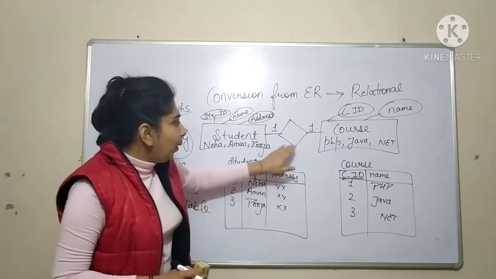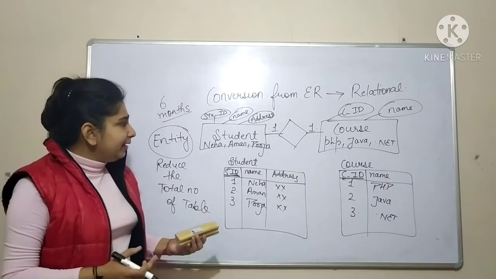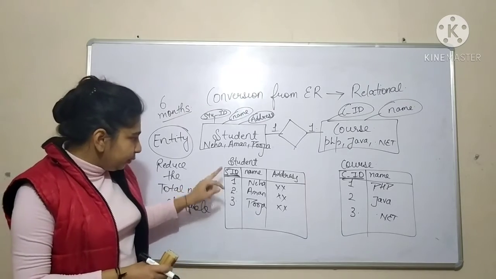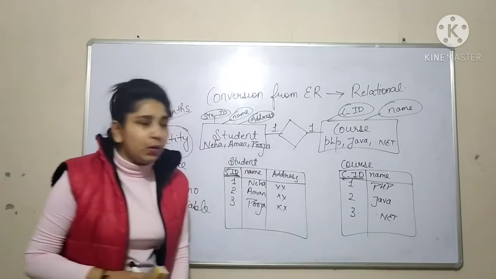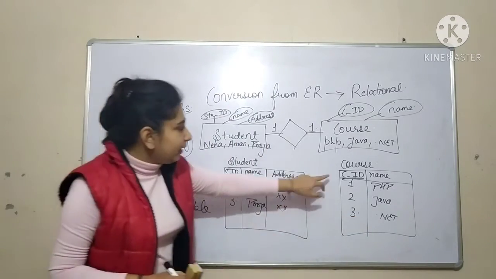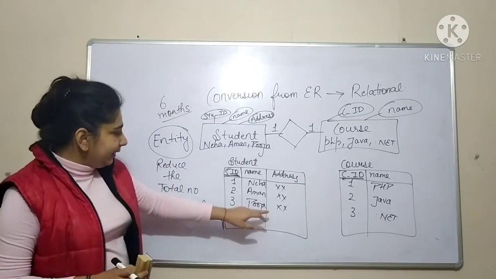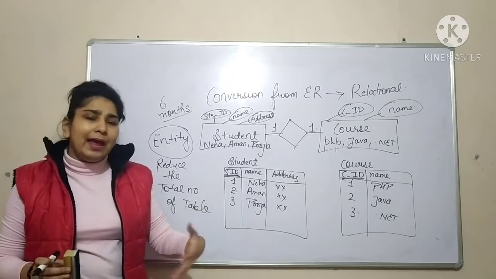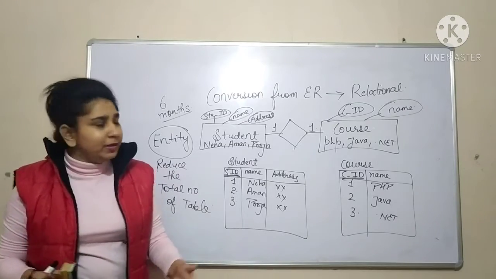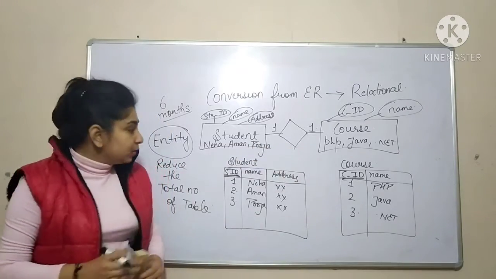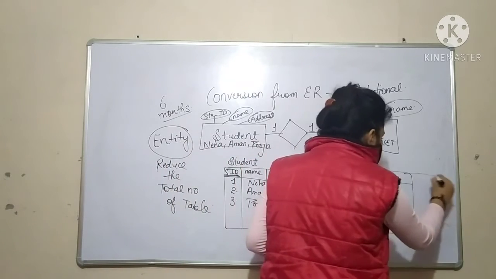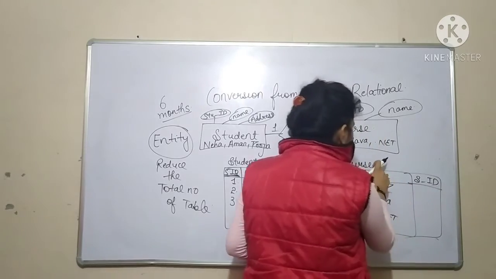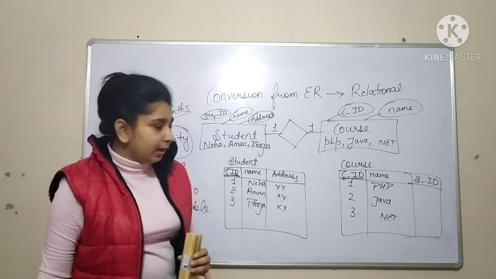Okay. So in one-to-one, you can choose any case. Either you can use student ID in this course table, or you can choose course ID as a common attribute in the student table. So any case is possible in one-to-one. So what I am doing, I am taking student ID as a common attribute in the course table.